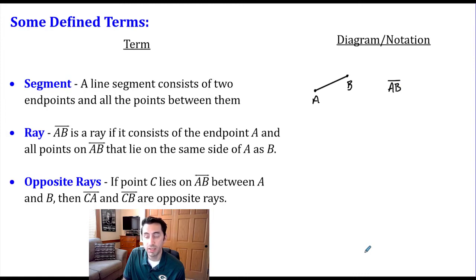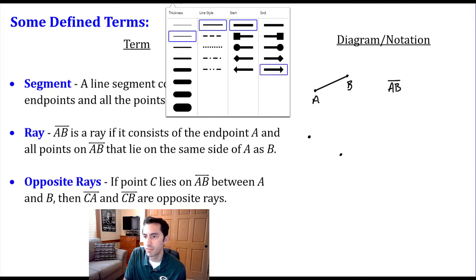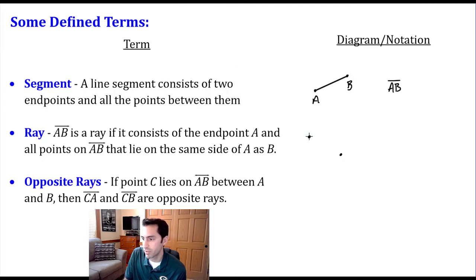Okay? The next one is a ray. A ray consists of 1 endpoint and then all the points going in one direction. So we start at 1 endpoint, and now this ray is going to extend on forever in one direction. So we'll start here, and then it goes forever this way. And here I am using an arrow because I do want to indicate that this does go on forever in this direction.